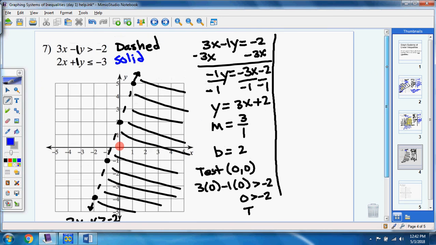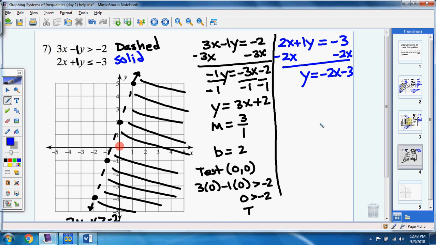All right, my solid line now. I think about the equal sign. I subtract 2x. Now wait a minute. 1y, that's really just y. So I'm really not going to have to divide on this one. But if you wanted to, if you divide by 1, it really doesn't help or hurt you. But I'm recognizing, again, 1y is just y. I'm good to go. A little bit less work. M is equal to negative 2 over 1. And b is equal to negative 3.